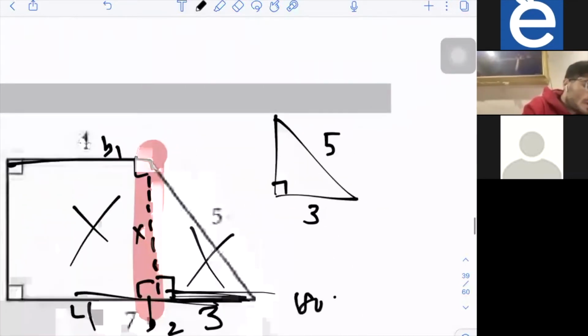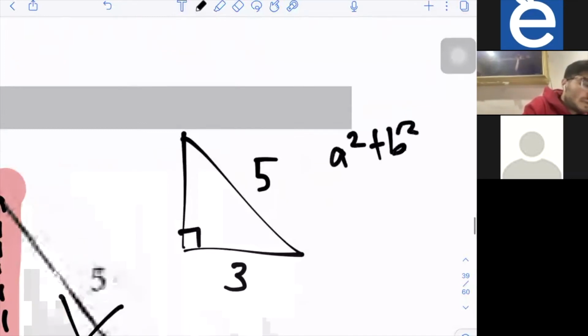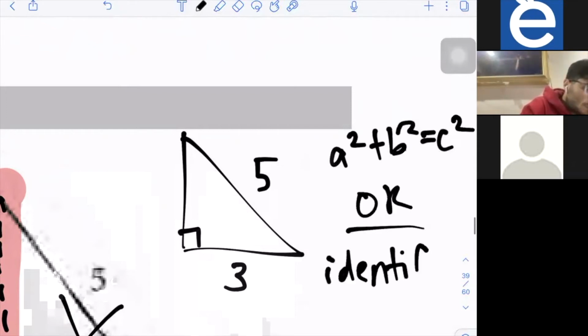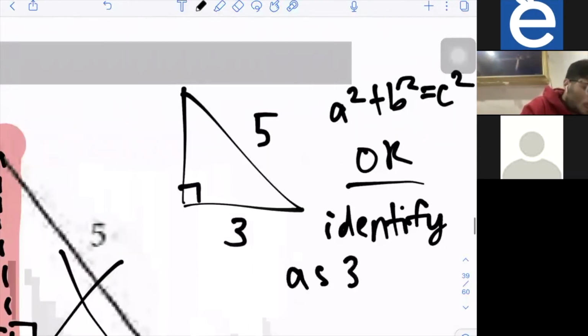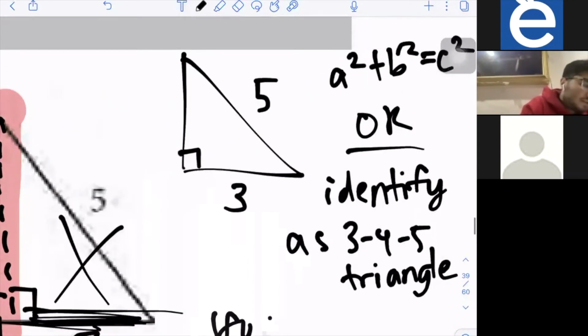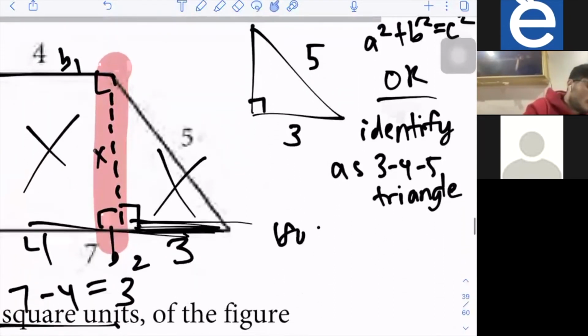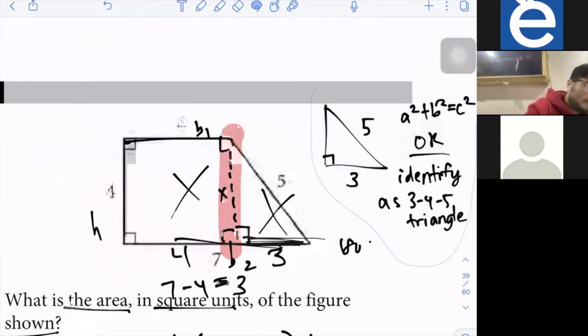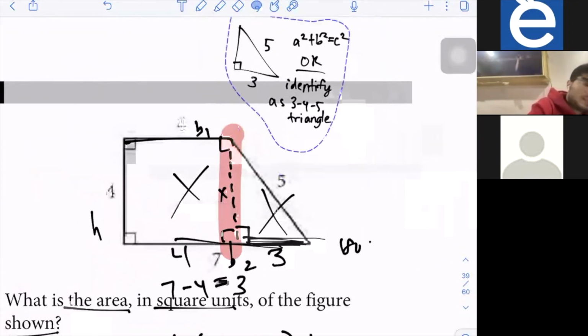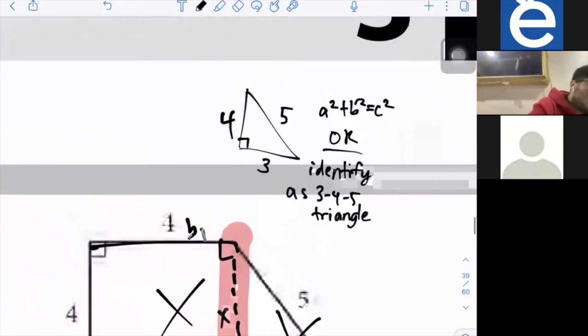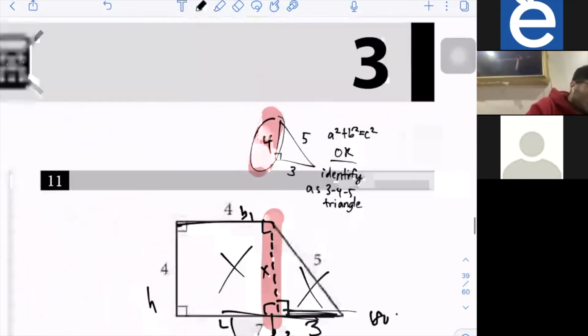We can either do the Pythagorean theorem, which is a squared plus b squared is equal to c squared, or you can identify it as a 3, 4, 5 triangle. It's easier to know it's a 3, 4, 5 triangle, because then you don't have to do the entire Pythagorean theorem. Let me move it so you can see it better. Yeah, so you can see it as a 3, 4, 5 triangle. So you found the missing height, which is 4.